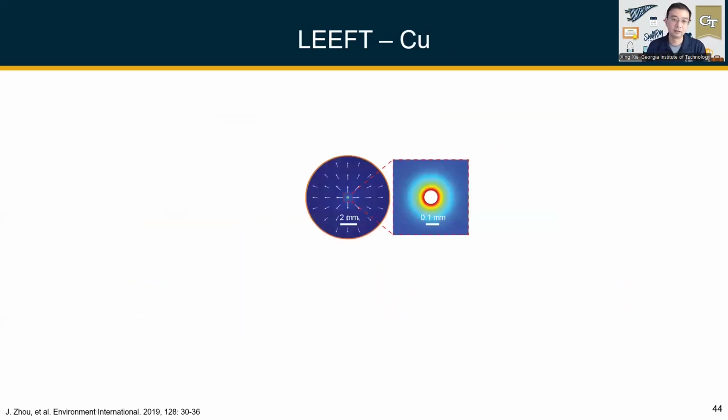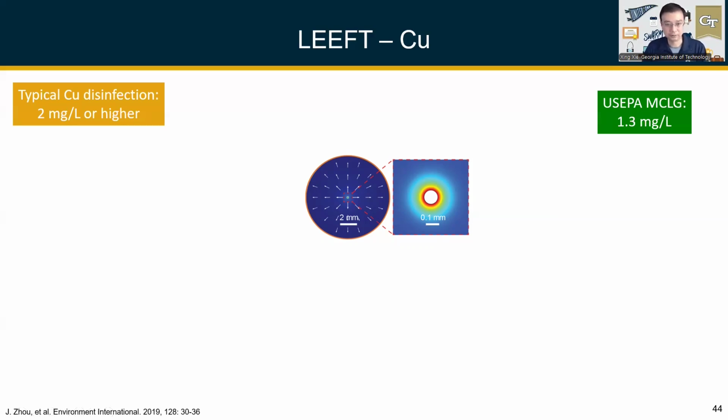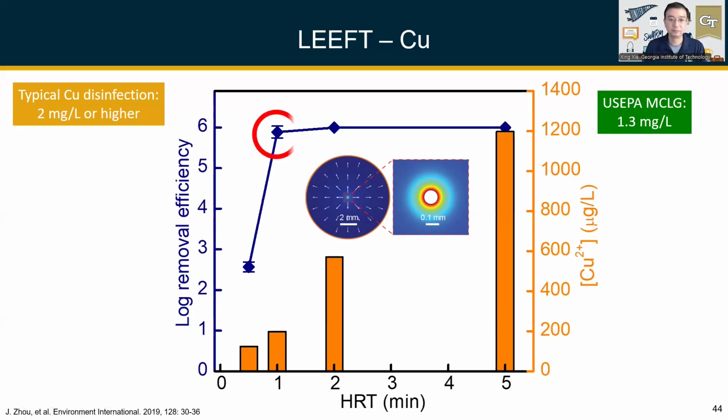disinfection results. In another example, we combine it with copper. In this design, we actually don't even need to modify the center rod with the nanowires. We just use one level of electric field enhancement. Conventionally, we usually need to apply 2 milligram per liter of copper or even higher to achieve really good enough inactivation for water treatment. This is already higher than the US EPA's standard for copper. But when we combine LEEFT with copper, we have realized that using only about 200 microgram per liter of copper, we can realize close to 6 log removal. So this is a very important result we have been pushing through.